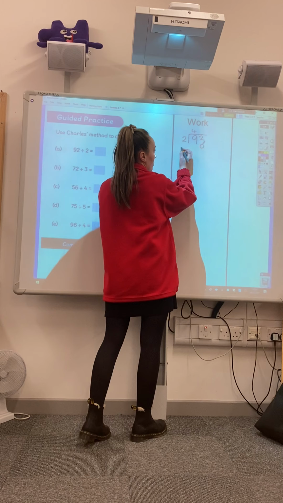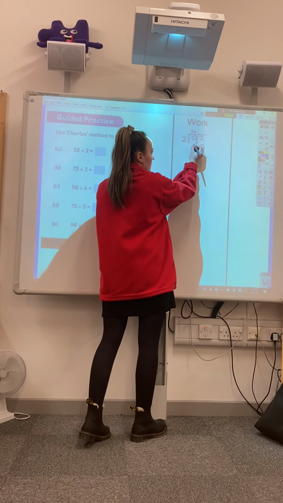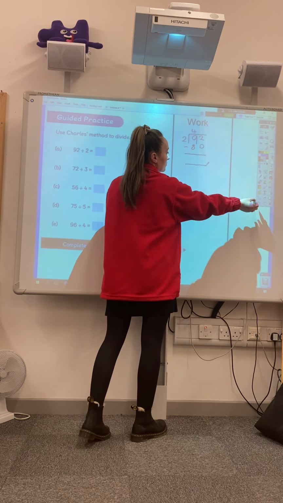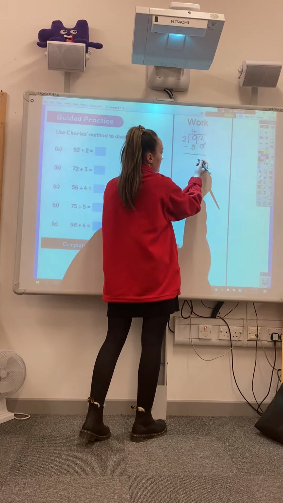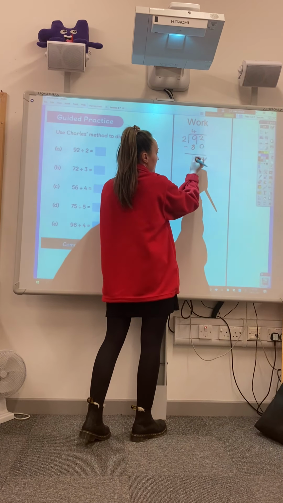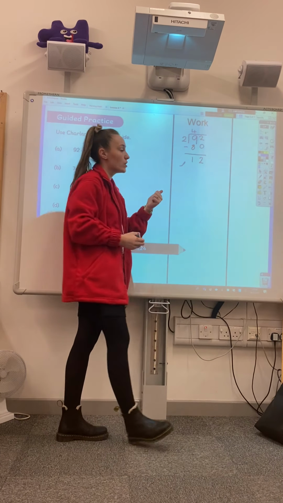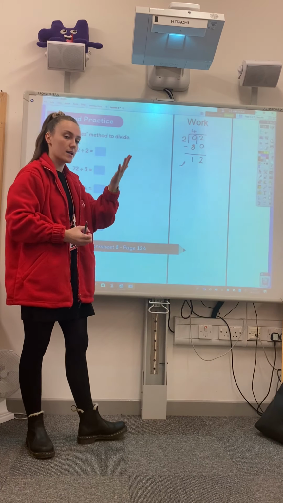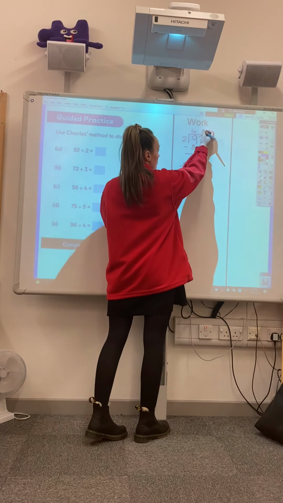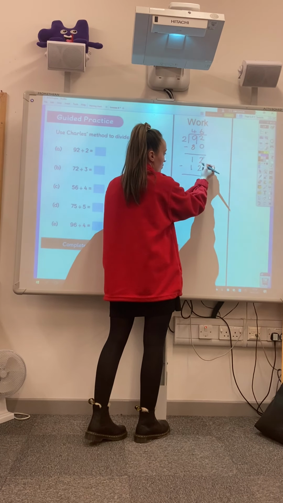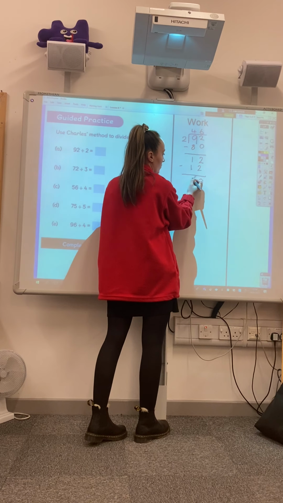0 in my 10's column. 2 times 4 is 8. Oh. 2 take away 0 is 2. 9 take away 8 is 1. How many 2's go into 12? 2, 4, 6, 8, 10, 12. 6 2's. And then take 12 away to check our remainders. 2 take away 2 is 0. 1 take away 1 is 0.